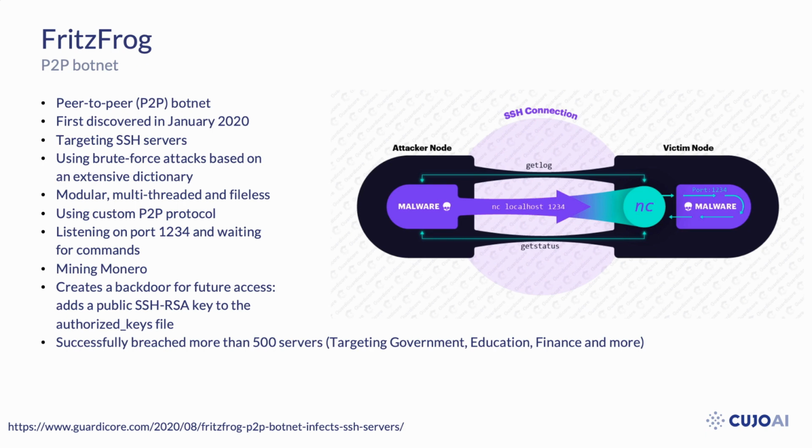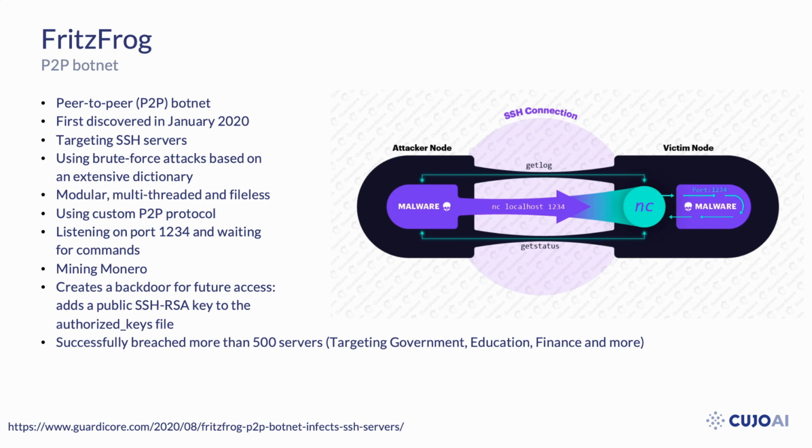FritzFrog is the next interesting malware family. It was first of a kind because it's a peer-to-peer botnet, which was first discovered in January 2020. Again, as we have observed before, these are mostly targeting SSH servers, and they are trying to brute force weak credentials. It had a modular setup, which meant it was easily pluggable by other plugins as well.